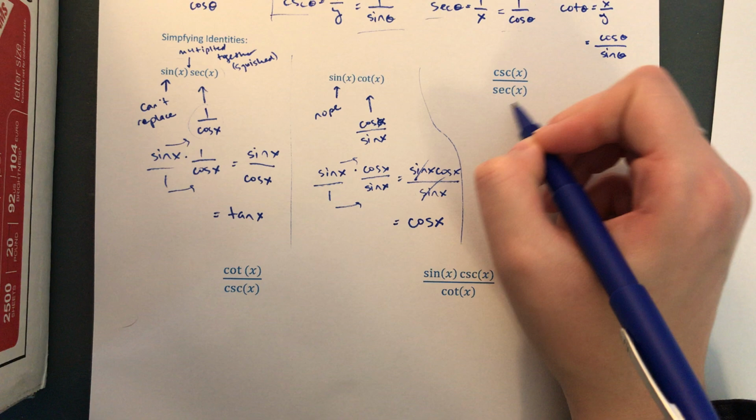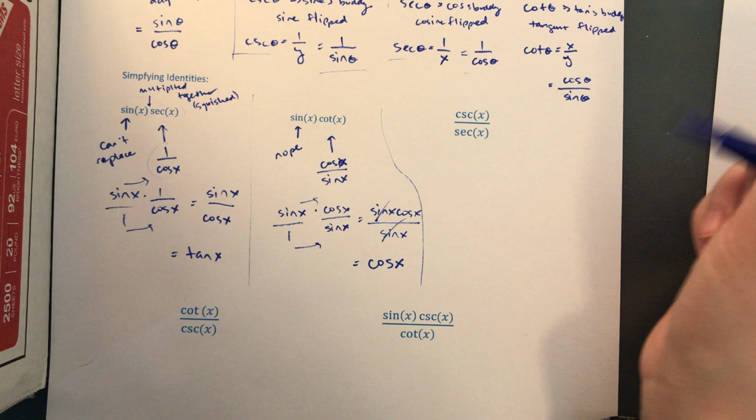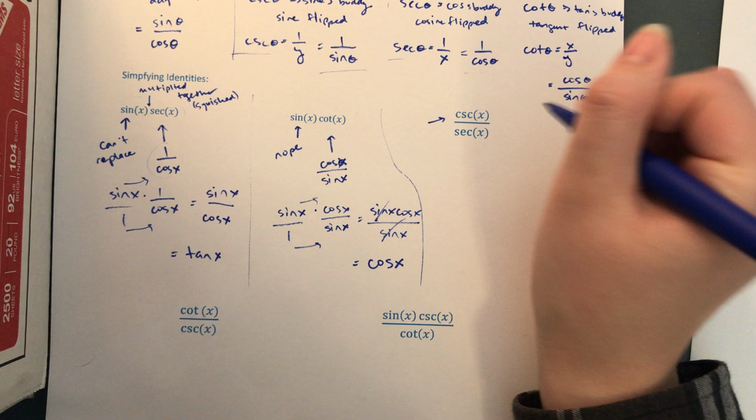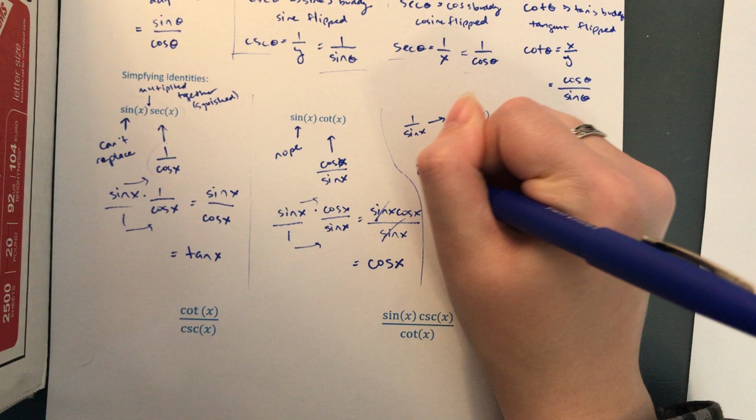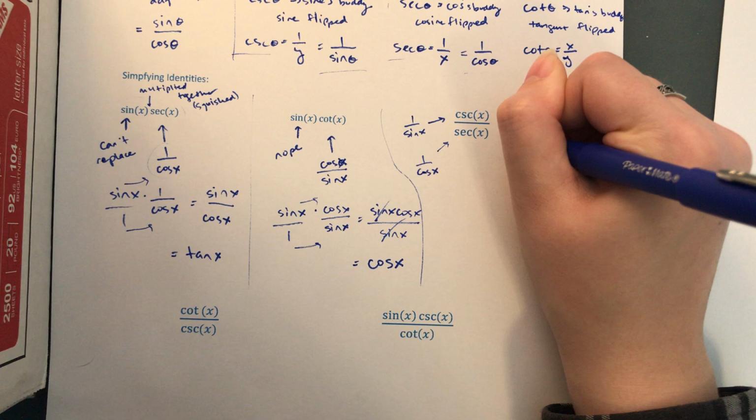So the next step, now we're going to practice dividing. These two are multiplying together because they're squished. This is obviously dividing because there's a fraction bar there. So I'm going to see, what can I replace cosecant with? Cosecant is 1 over sine, so I'm going to replace cosecant with 1 over sine x. And secant is 1 over cosine x. So if I rewrite it, I have 1 over sine x all over 1 over cosine x.